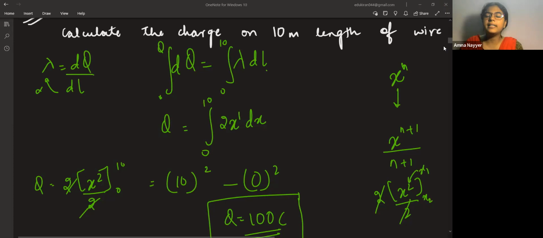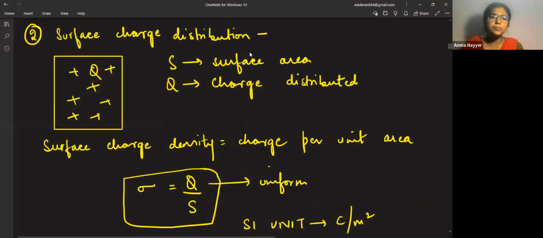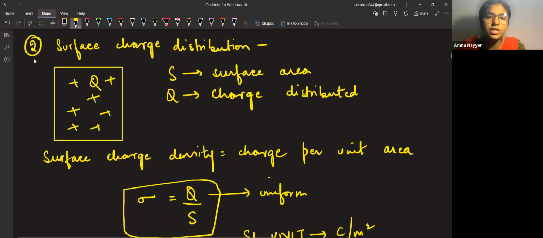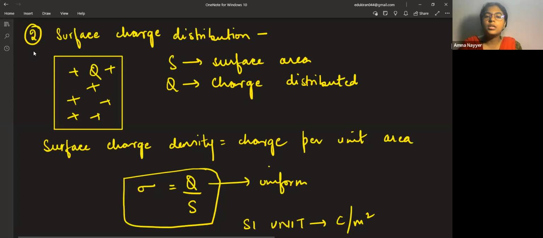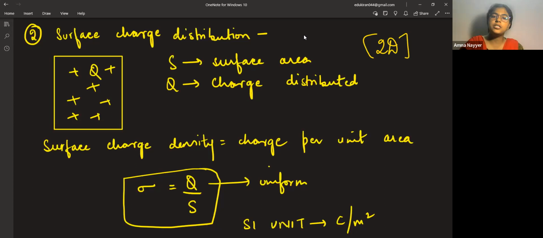Okay, next is superficial surface charge distribution, or superficial charge distribution. This is in 2 dimensions. 2 dimensions means when we are talking about area. Right now we were talking about length throughout the first one. Now what will happen in surface charge density? You have the area. So surface charge density is charge per unit area, not the length.